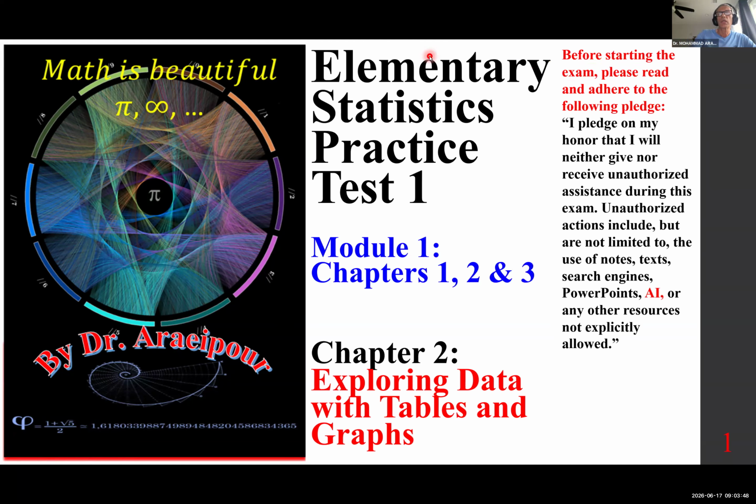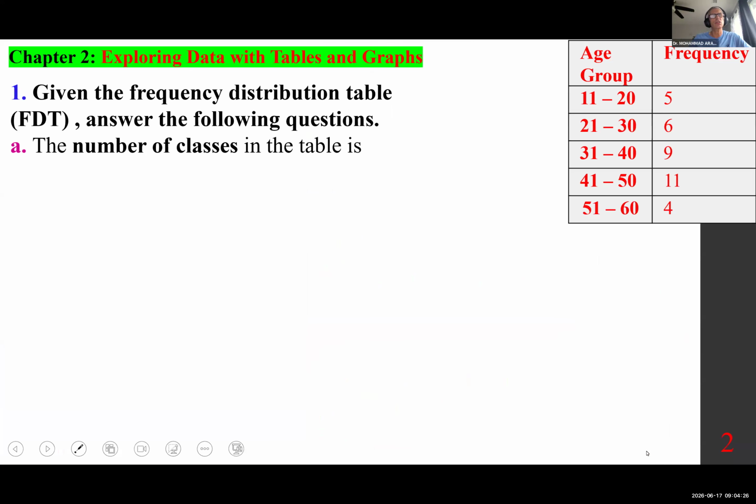Again, here's a pledge. Before starting any one of the exams, please read and adhere to the following pledge. I pledge on my honor that I will neither give nor receive unauthorized assistance during this exam or any other exam. Unauthorized actions include but are not limited to the use of notes, text, search engines, PowerPoints, AI, or any other resources not explicitly allowed. You may use formula sheet, tables, and graphing calculators, but of course, graphing calculators within reason. Having said that, let's get started.